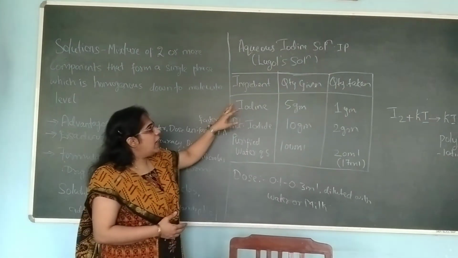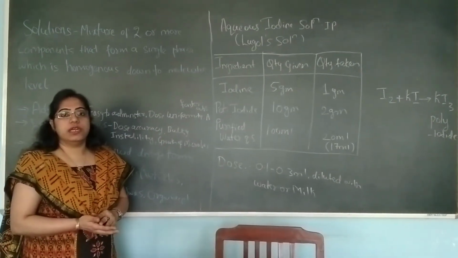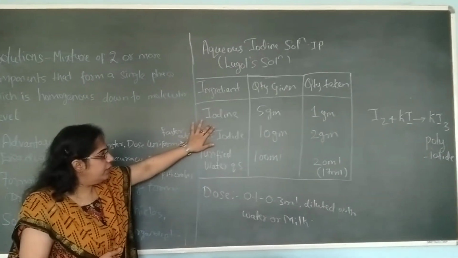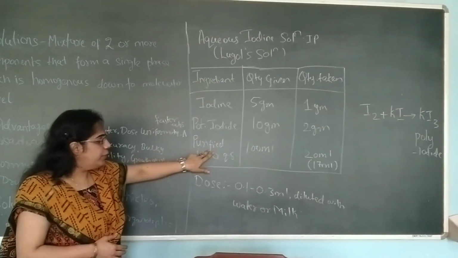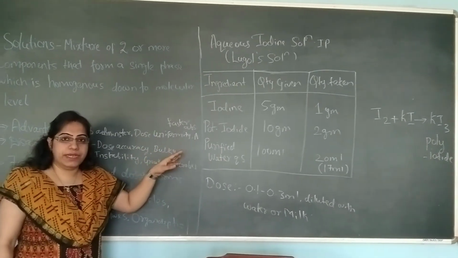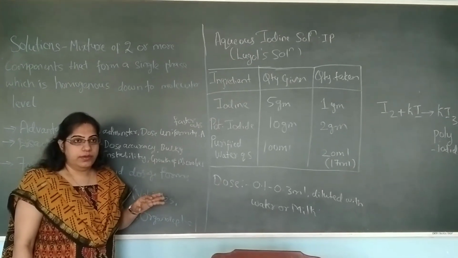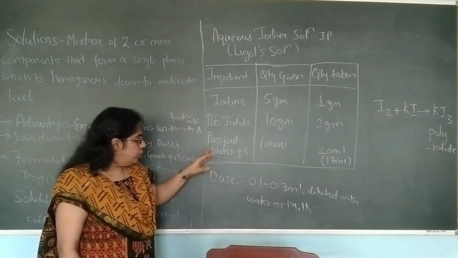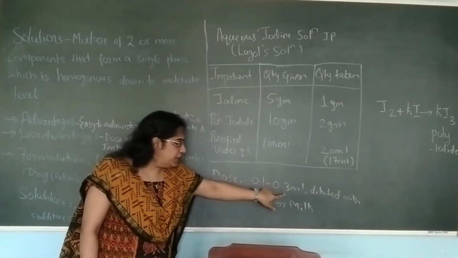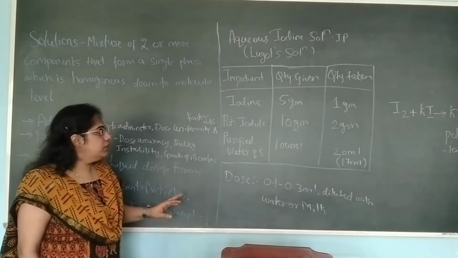Now talking about aqueous iodine solution, IP, its synonym is Lugol solution. This solution consists of iodine, potassium iodide and purified water. The category of this preparation is that it acts as a source of iodine. The dose of this product is 0.1 to 0.3 ml, which has to be diluted with either water or milk before administration.